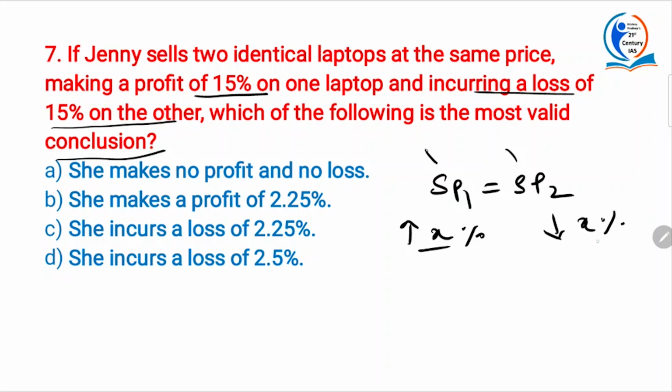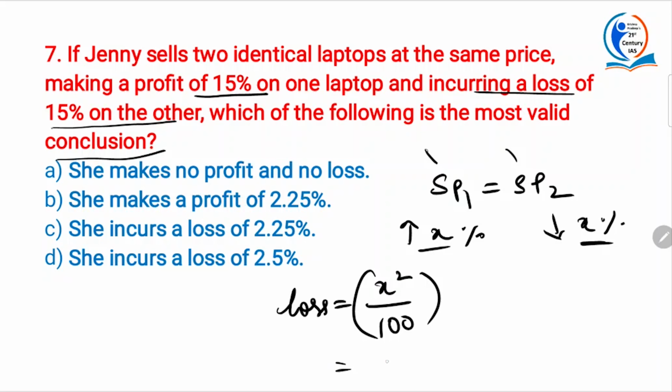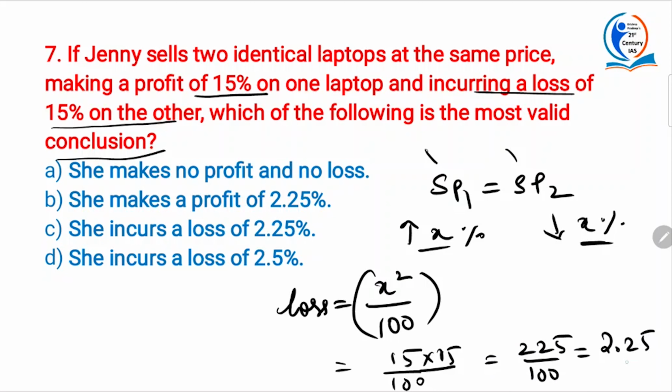That is, the profit percentage and loss percentage are the same. Then there is an overall loss percentage of X square by 100. So how much is the loss percentage here? It is 15 square by 100, that is 225 by 100, which is equal to 2.25. Therefore, the loss percentage is 2.25%.